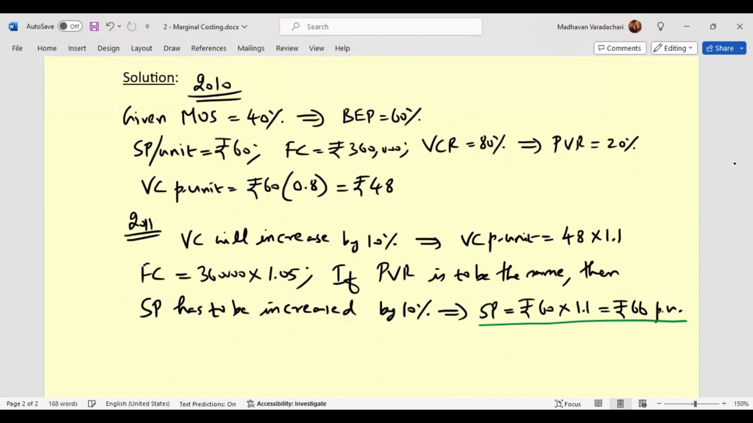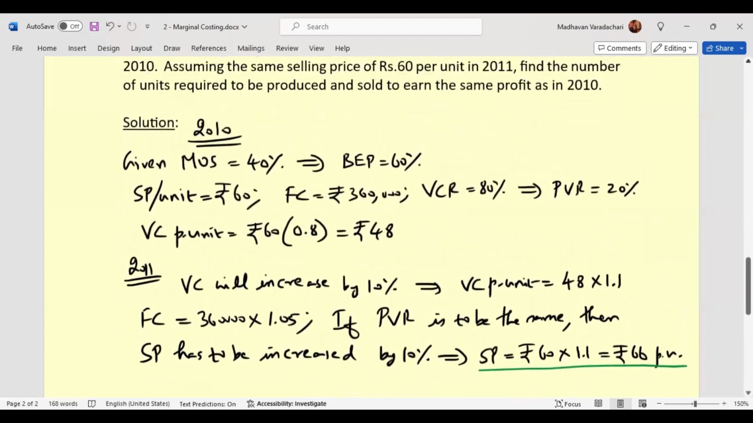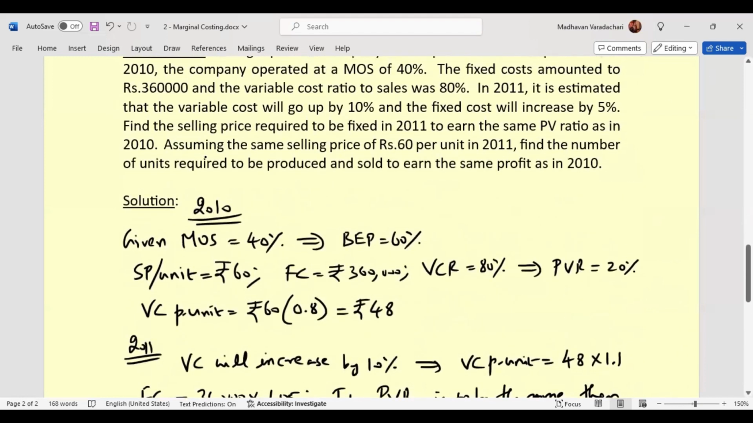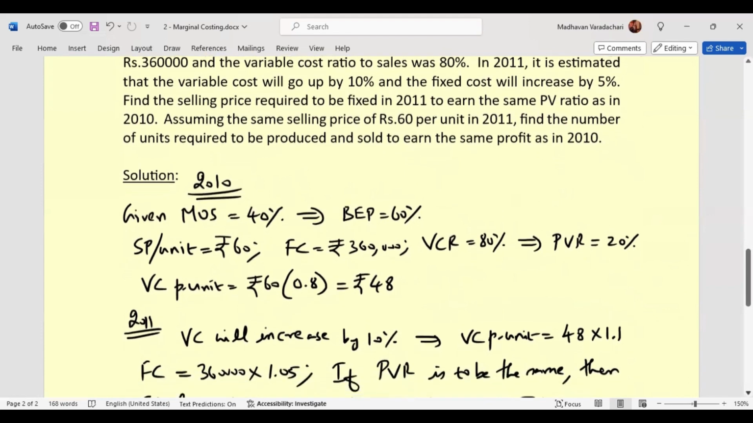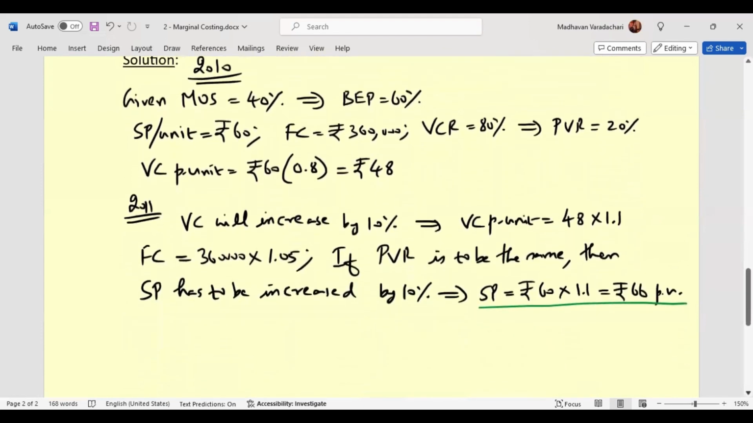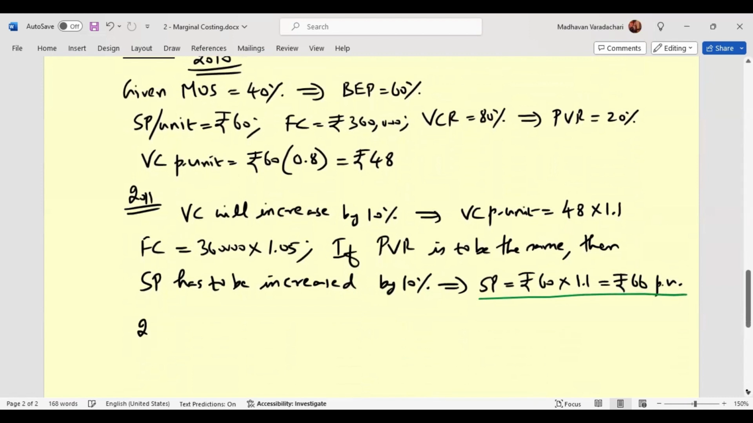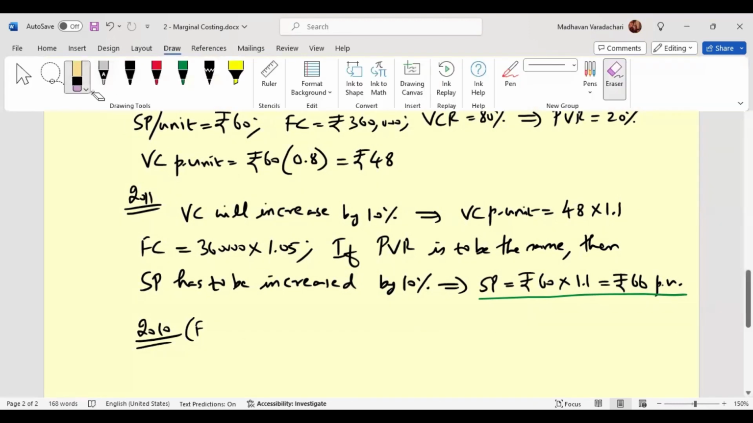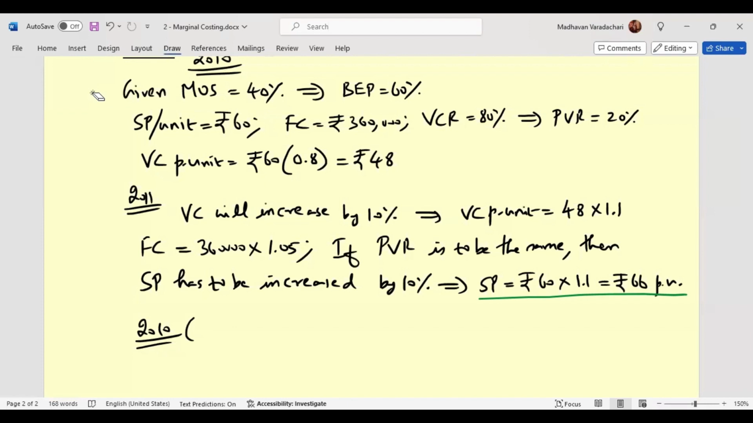Then it is also asked in the question, assuming the same selling price of rupees 60 per unit in 2011, find the number of units required to be produced and sold to earn the same profit as in 2010, which means we need to first find out the profit for the year 2010. Again, going back to 2010 to find profit.